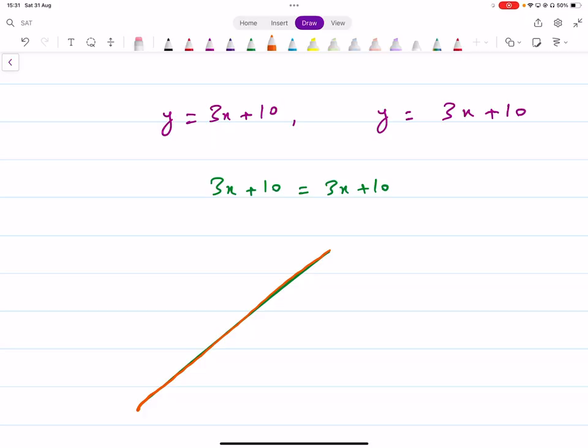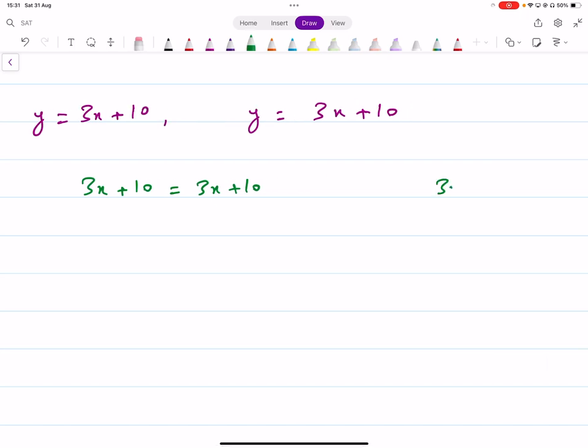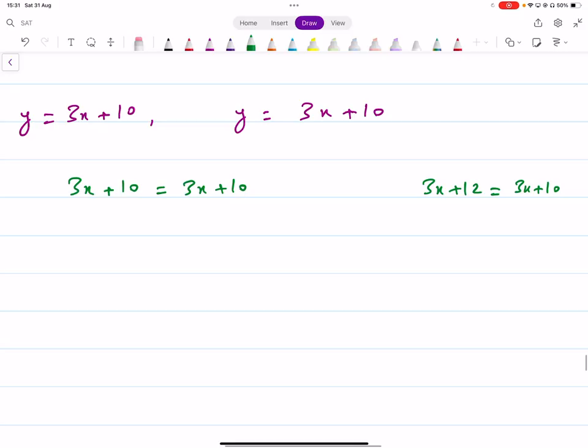How is it different from the previous example? In the previous example, I wrote 3x plus 12 equal to 3x plus 10, right? There were two different functions with the same gradient, and from that we got 12 equal to 10, which was clearly not correct. But what do we get from this? If we take all terms to one side, 3x plus 10 minus 3x minus 10 equal to 0.